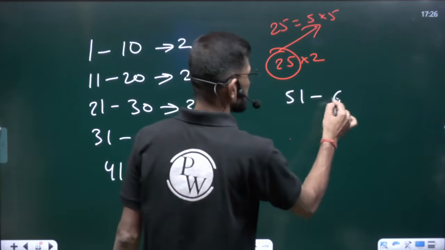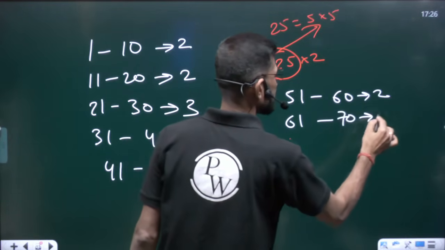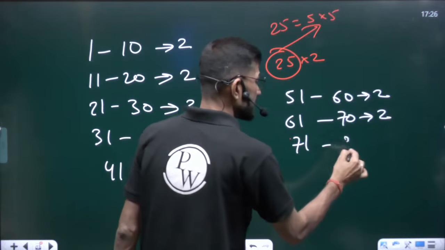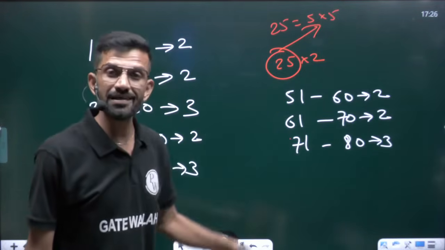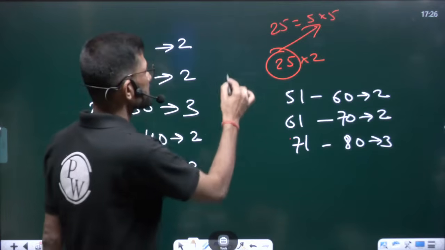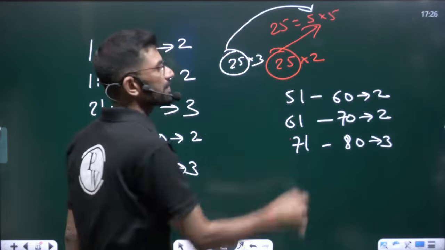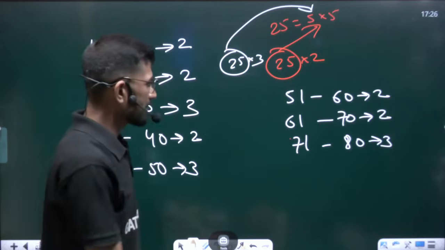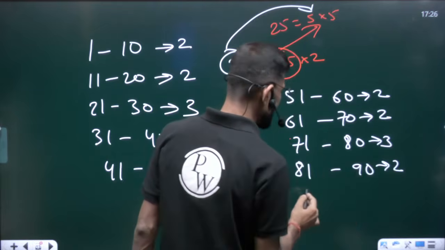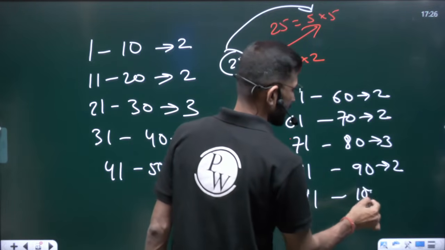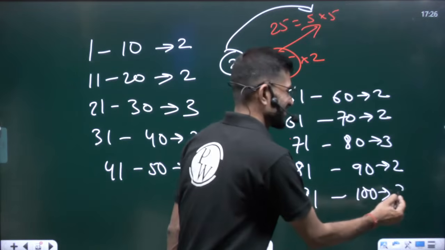Similarly, 51 to 60, we'll be getting 2 5s. 61 to 70, again 2 5s. 71 to 80, here again we'll be getting 3 5s. Why? Because in the middle there is 75. 75 can be written as 25 3s are 75, and 25 alone can be written as 5 5s are 25. Similarly, 81 to 90, you will be getting 2 5s. And 91 to 100, here you will be getting 3 5s only.